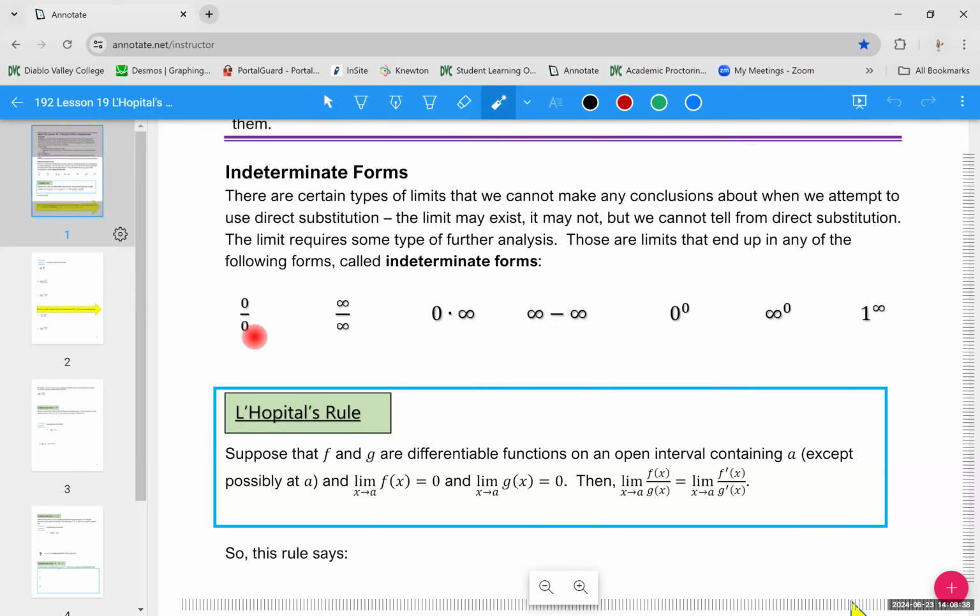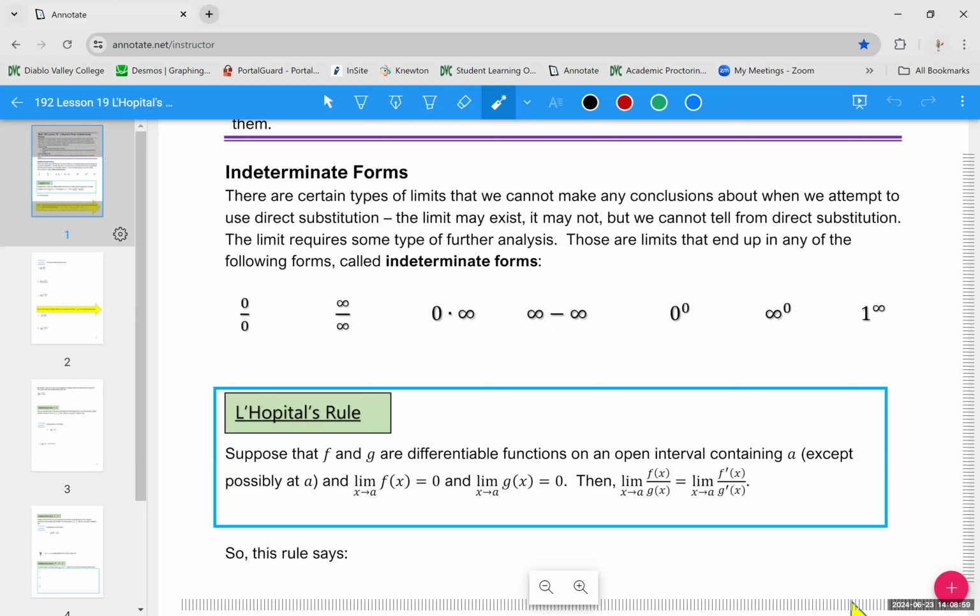So let's take a look first at what the indeterminate forms are that we're going to be dealing with. We are familiar with the 0 over 0. Similar to that is infinity divided by infinity. It isn't necessarily 1 or 0 or infinity. We just don't know. Then we also have the product of 0 and infinity. We can't say what that's going to give us.